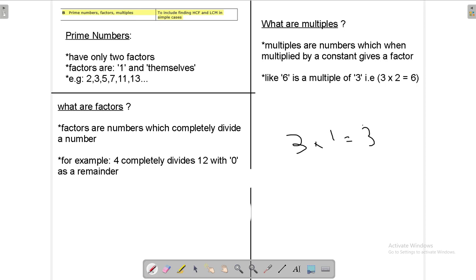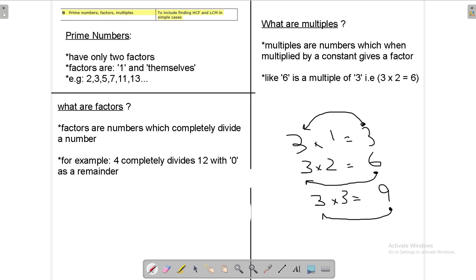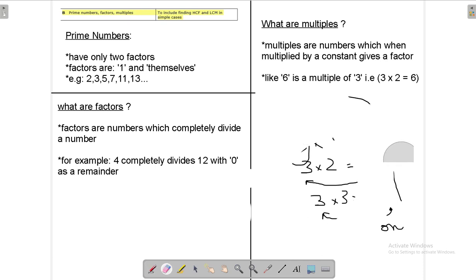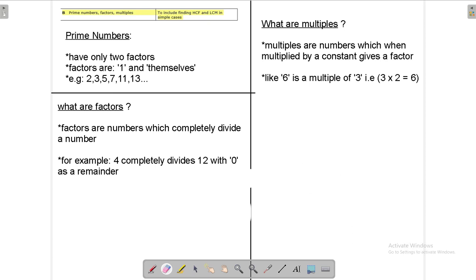So this 3 is a multiple of this 3, and 3 into 2 equals 6. This 6 is a multiple of this 3, and 3 into 3, for example, equals 9. This 9 is a multiple of this 3, and so on as the table continues, and all these numbers here are multiples of the number 3. So I hope all is clear.